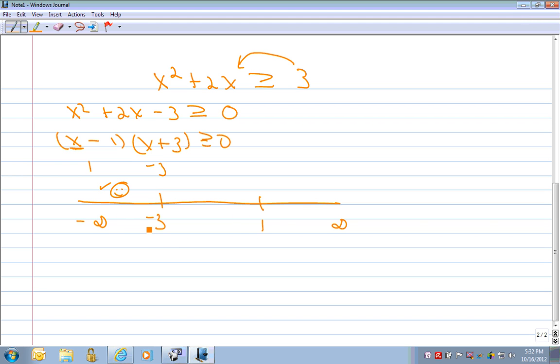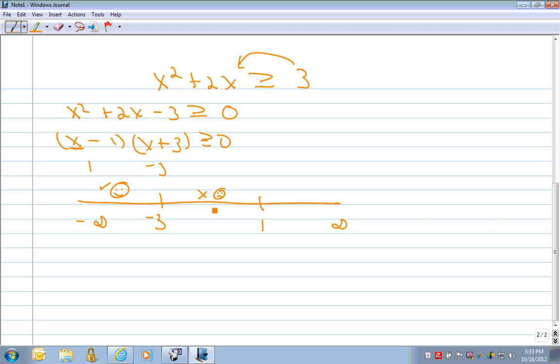Let's go ahead and check between negative 3 and 1. So between negative 3 and 1, the famous one is 0. If we plug a 0 in for both of our x's, we'd have negative 1 times 3. Is negative greater than 0? No, it is not. That does not work.